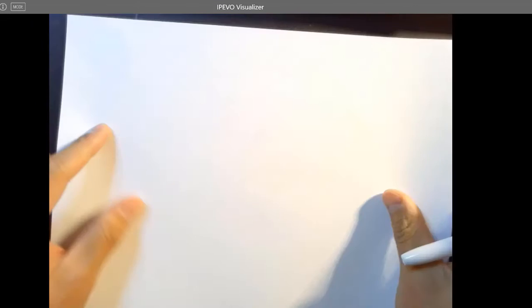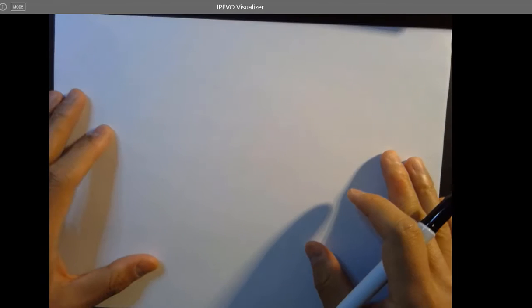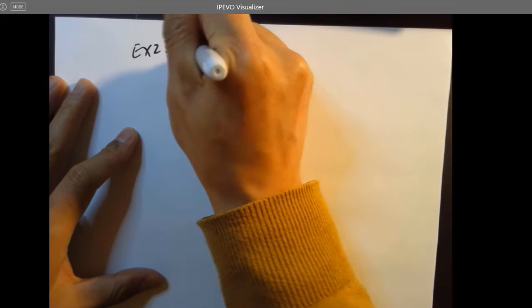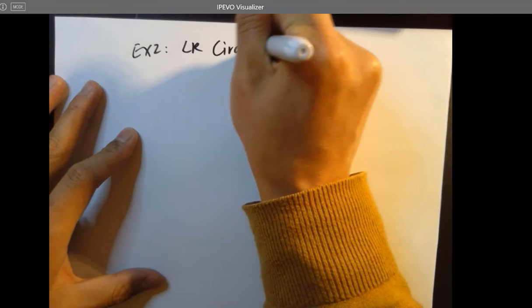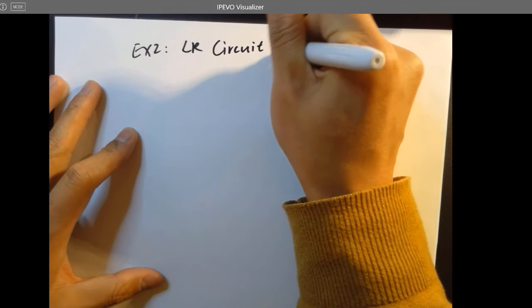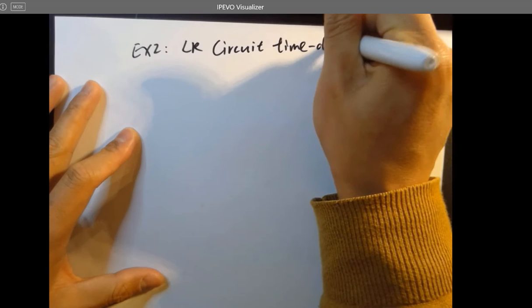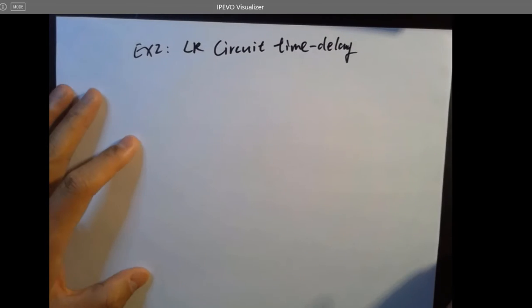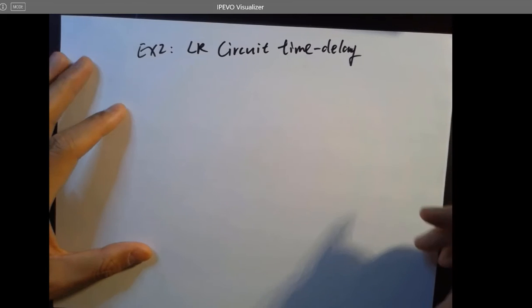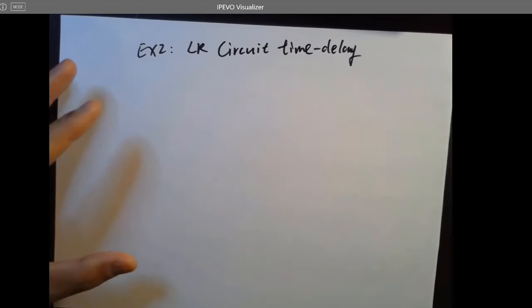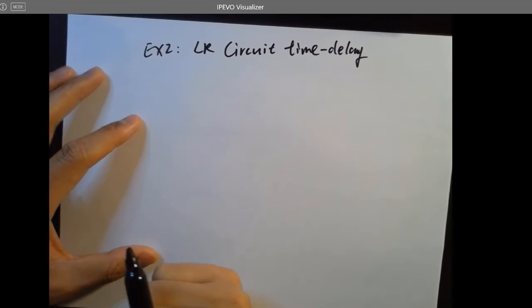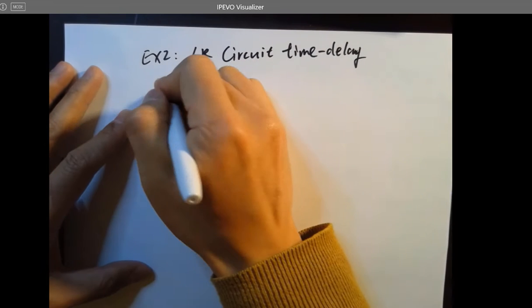After that, we get to the very last example for the inductors. I'm going to show you the LR circuit time delay. All the nonlinear circuits are going to cause time delays in the circuit, like we just did for the capacitors. The inductor will give you the same kind of time delay, but we have to calculate it and see what that looks like if we are using an inductor instead of a capacitor in the circuit.